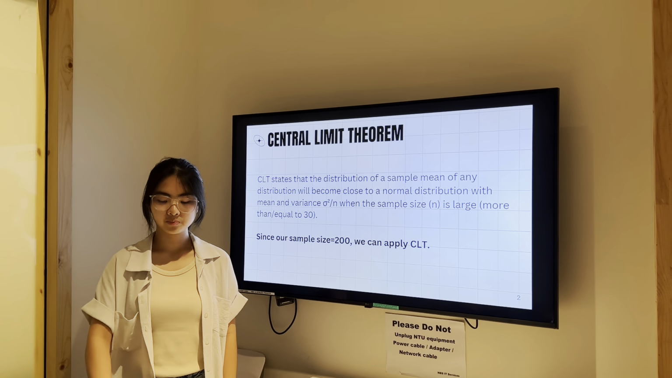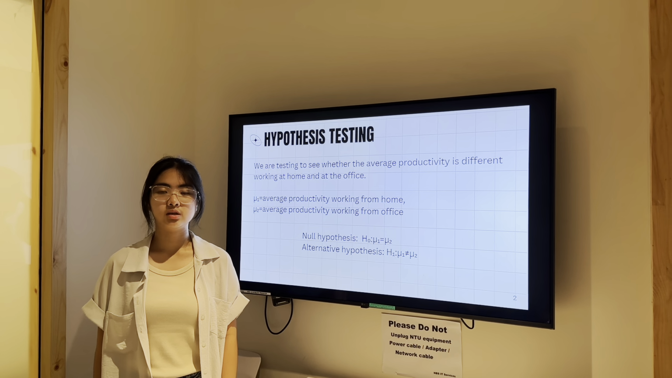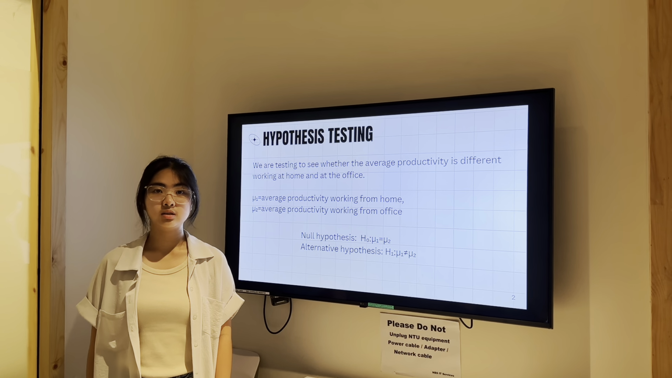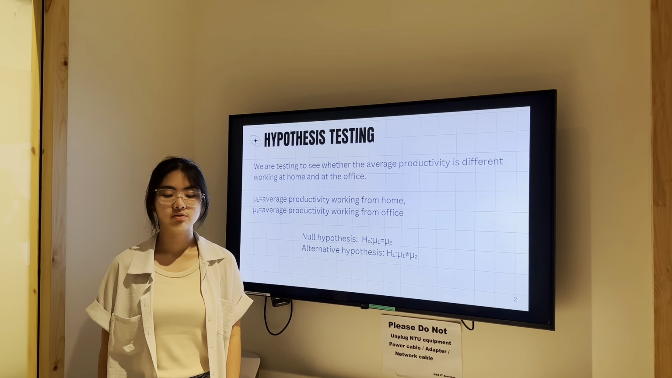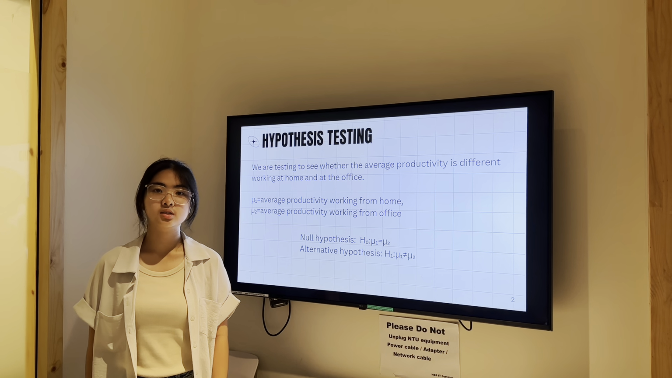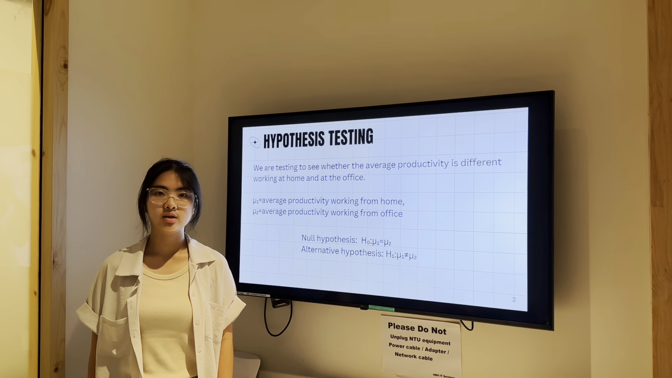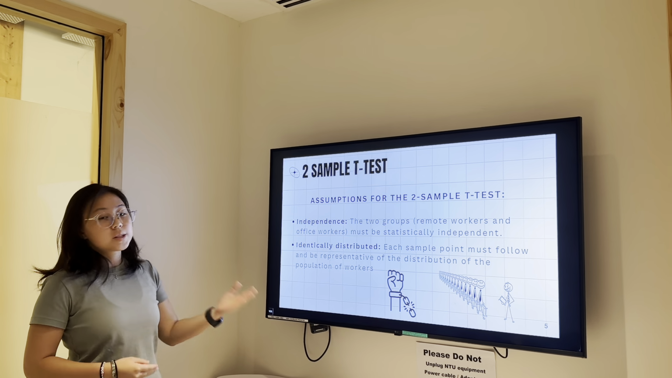Next, for our hypothesis testing, we are testing whether the average working productivity from home is equal to that of working from office. So mu1 is the average productivity working from home, and mu2 is the average productivity working from office. The null hypothesis is mu1 equals mu2, and our alternative hypothesis is mu1 is not equal to mu2.